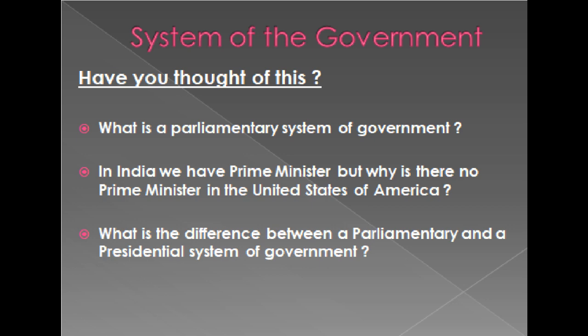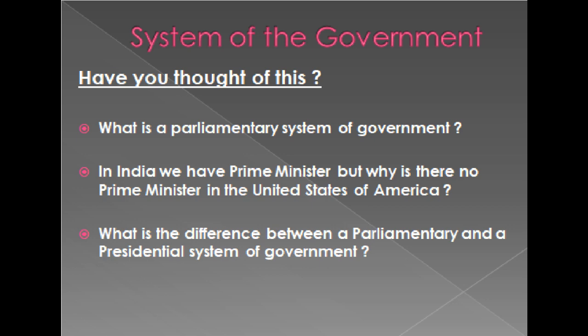So these are some of the basic information as to what a parliamentary system is. If you look at the second question, in India we have a Prime Minister, but why is there no Prime Minister in the United States of America? Well, in India you have a Prime Minister, that is Mr. Narendra Modi. Do you know who is the President of India? Find out. And who's the President of the United States of America? It is Mr. Donald Trump.